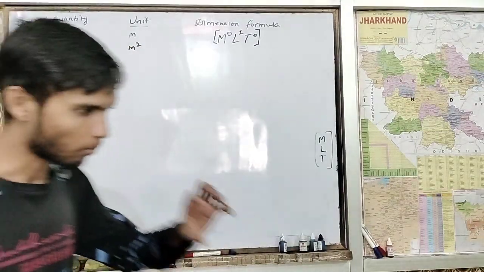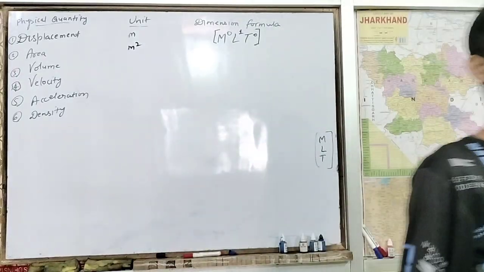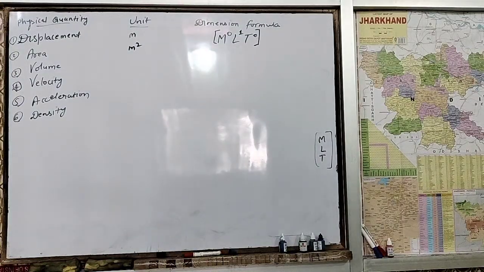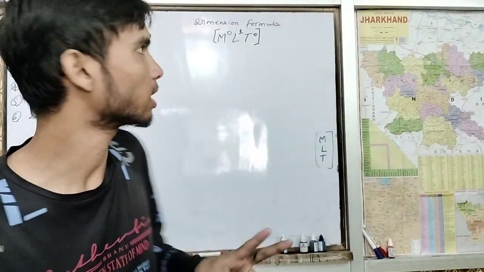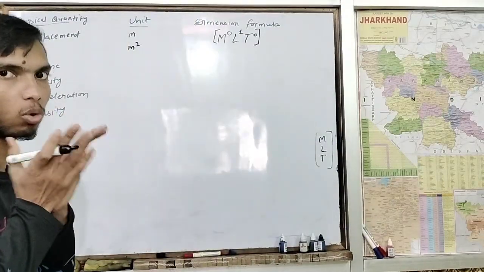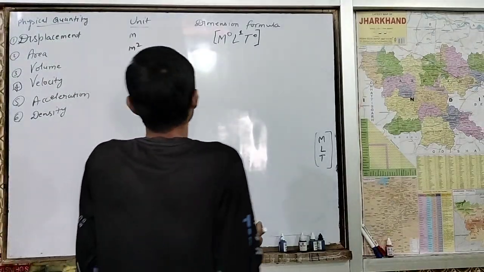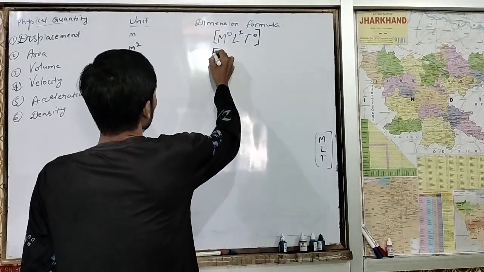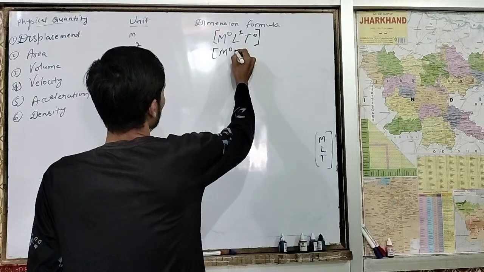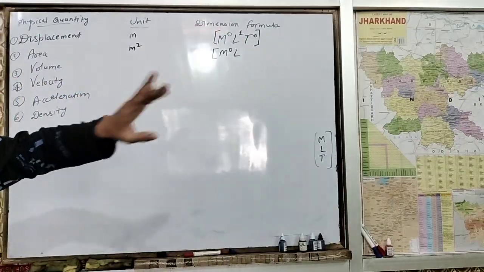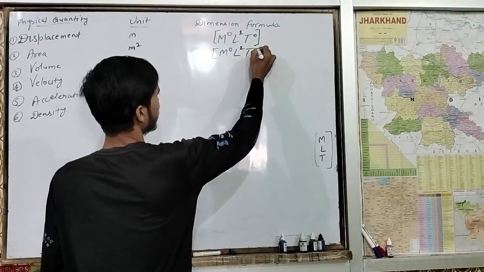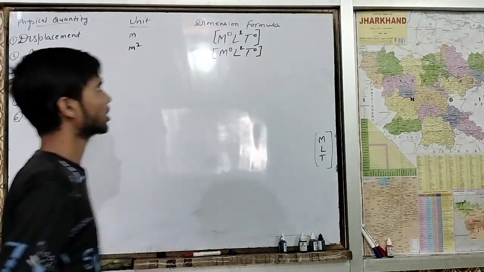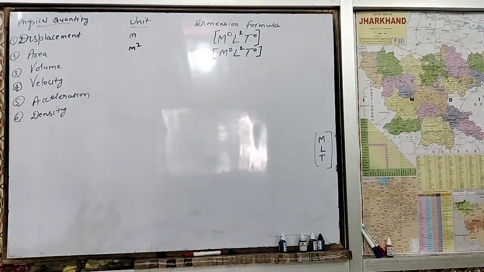For volume, meter cube. Do you know? Now, here we have meter square. Meter is 2 times. But not mass, not time. We don't have mass, we don't have a time. So for mass, it should be 0. Length, meter is 2 times. So here exponent of L would be 2. T is 0. This is your dimensional formula for this area.